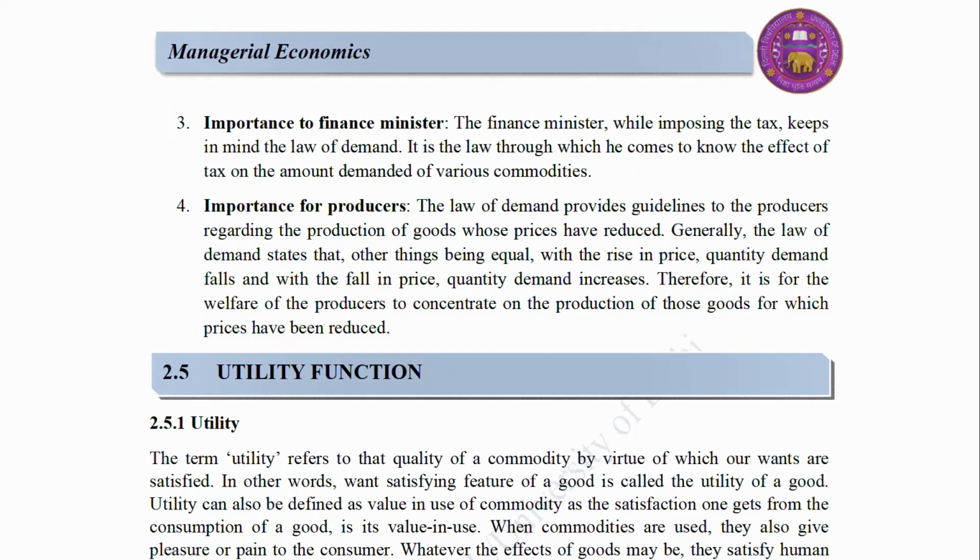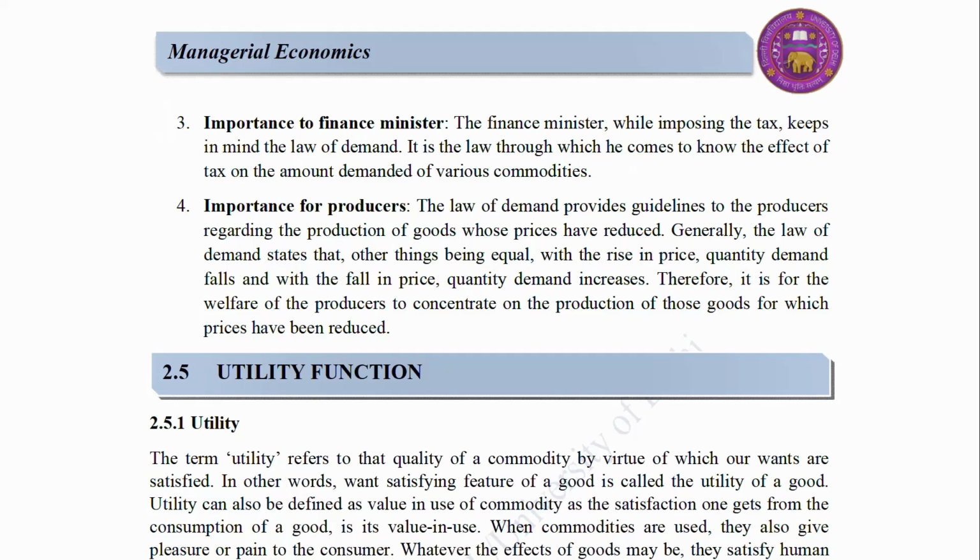It is the law through which he comes to know the effect of tax on the amount demanded of various commodities. Fourth, importance for producers. The law of demand provides guidelines to the producers regarding the production of goods whose prices have reduced.